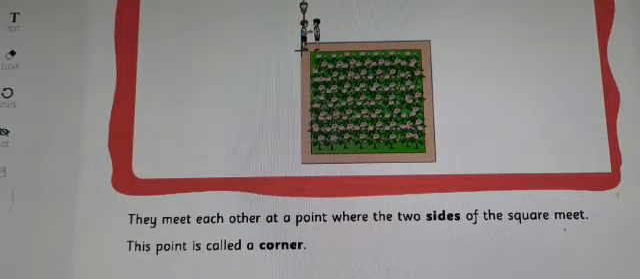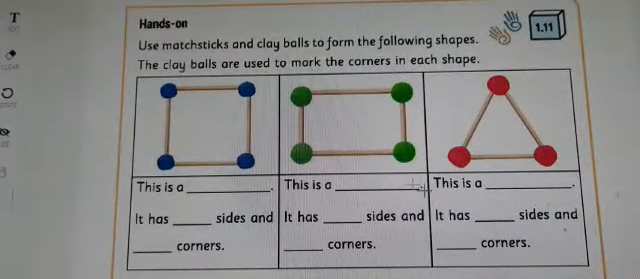Already you know that is a corner. A corner is a point where two sides meet. Two sides of any shape will meet at that point. That point is a corner. See down. Let us read. They meet each other at a point where the two sides of the square meet. This point is called a corner. Now move on to the next page.